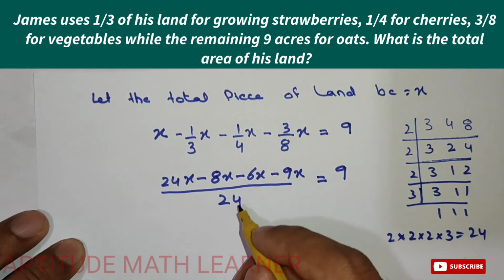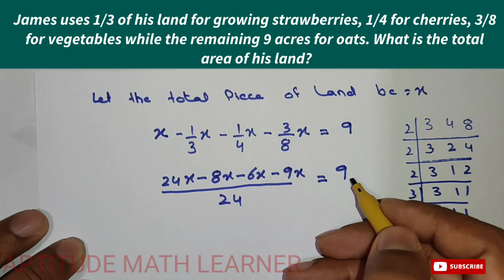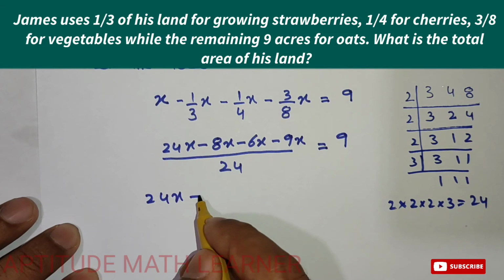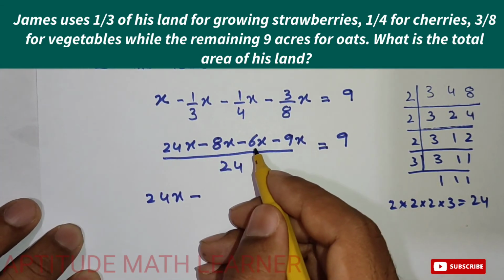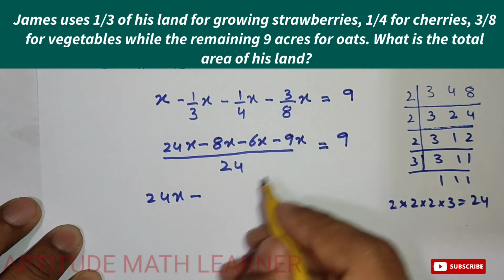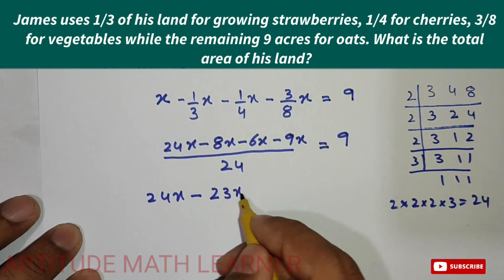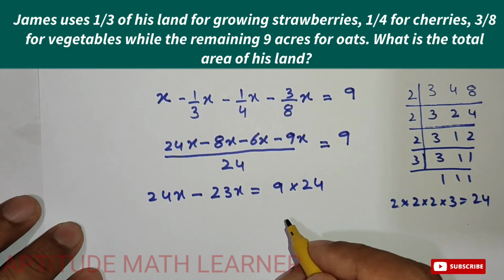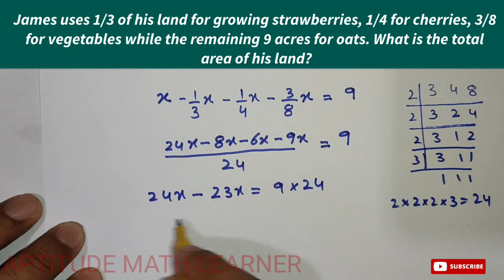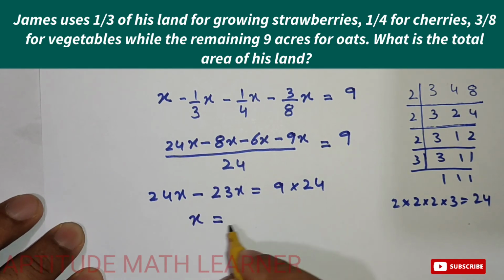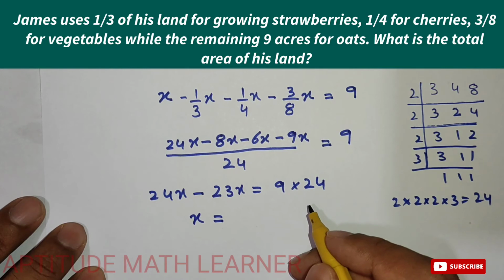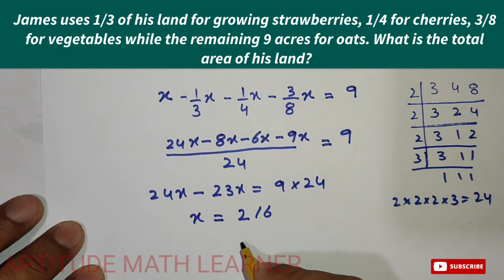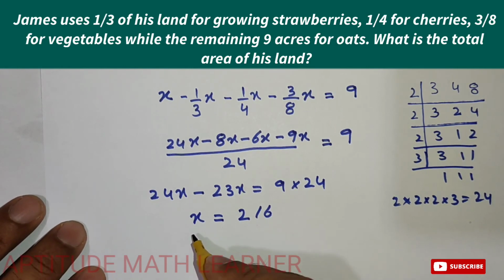And the next step, this 24 goes upward and multiplies by 9. So 24x minus 8x minus 6x minus 9x becomes 23x is equal to 9 multiplied by 24. So x is equal to 9 multiplied by 24. We get the answer, that is 216. So here we have just found the total area.